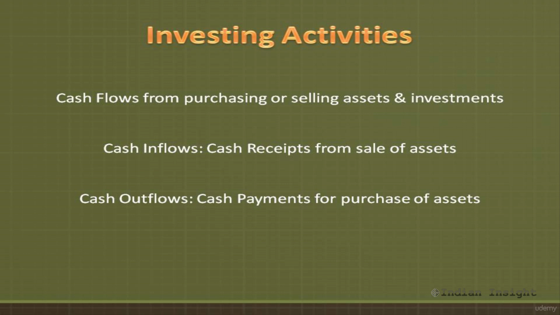Cash inflows in investing activity include cash receipts from sale of non-trading securities, property, plant and machinery, intangibles and other long-term assets. Cash outflows include cash payments for the purchase of these assets. So for example, when you buy a machinery, there would be a cash outflow. This would be a part of your cash flow from investing activities and it will be a cash outflow. Similarly, if the company were to sell a property, then it will receive cash in exchange of selling that property. So this will be part of cash inflow from investing activity.